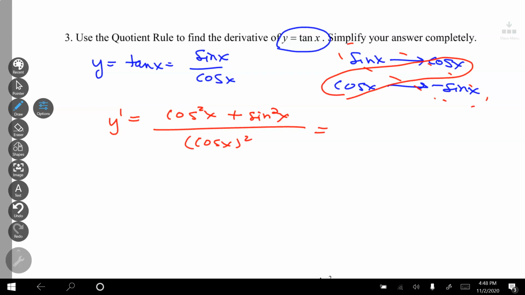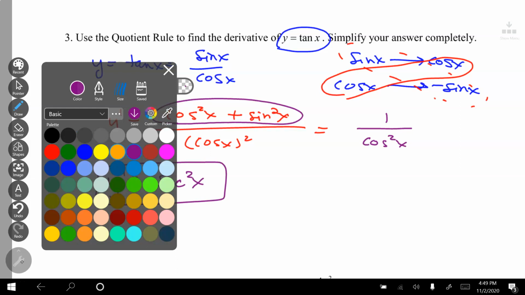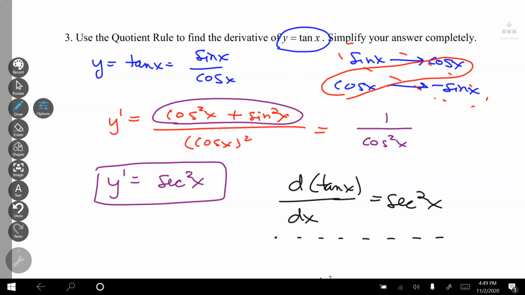If I pay attention in trig class, this is always equal to 1, and this is cosine squared of x, but 1 over cosine is secant, so 1 over cosine squared is secant squared of x. So we just learned a new derivative that says the derivative with respect to the variable x of tangent of x is equal to the secant squared of x. That is something nice to know.